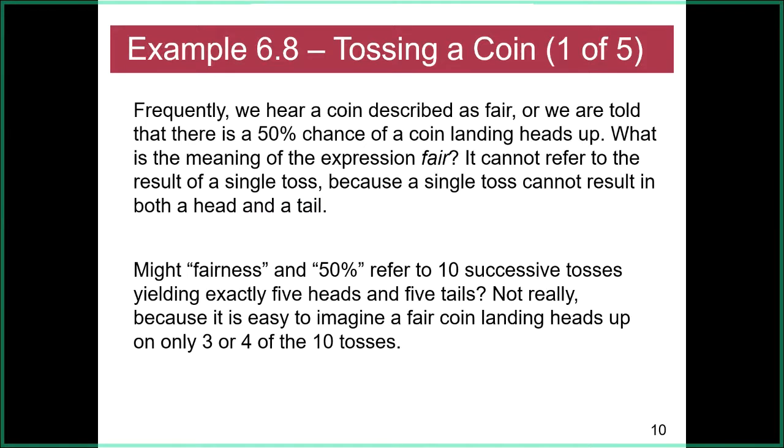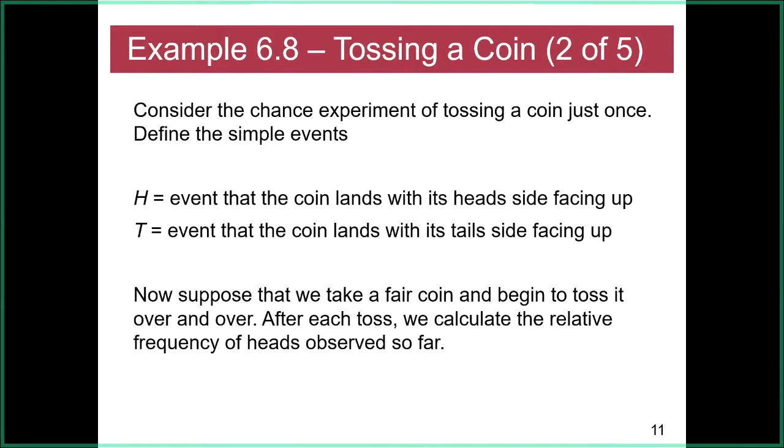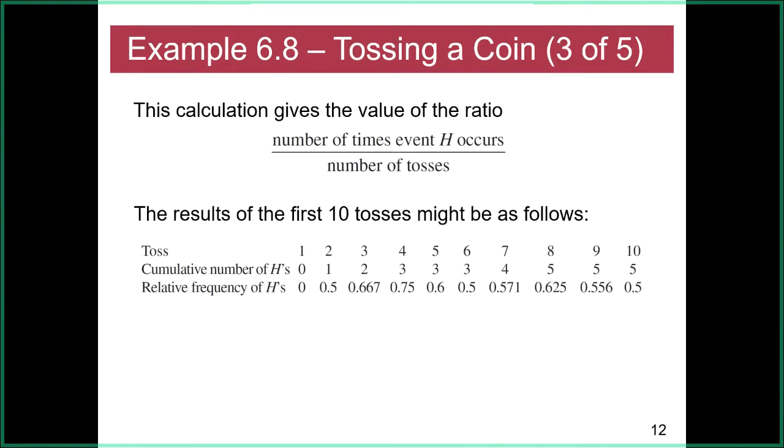But again, at 1,000 tosses, we're more likely to get really close to 500 heads than we are, in 10 tosses, of getting exactly 5 heads. Because of that law of large numbers. It's a probability, it doesn't always have to work out over a small number of trials. So we're going to have our chance experiment where H is the coin landing heads and T is the coin landing tails. So it's a fair coin being tossed over and over again.